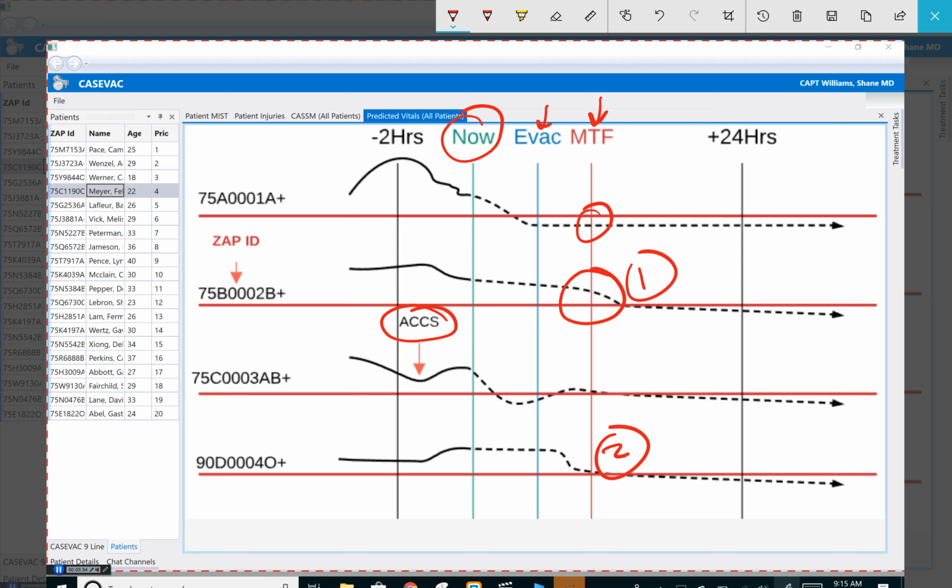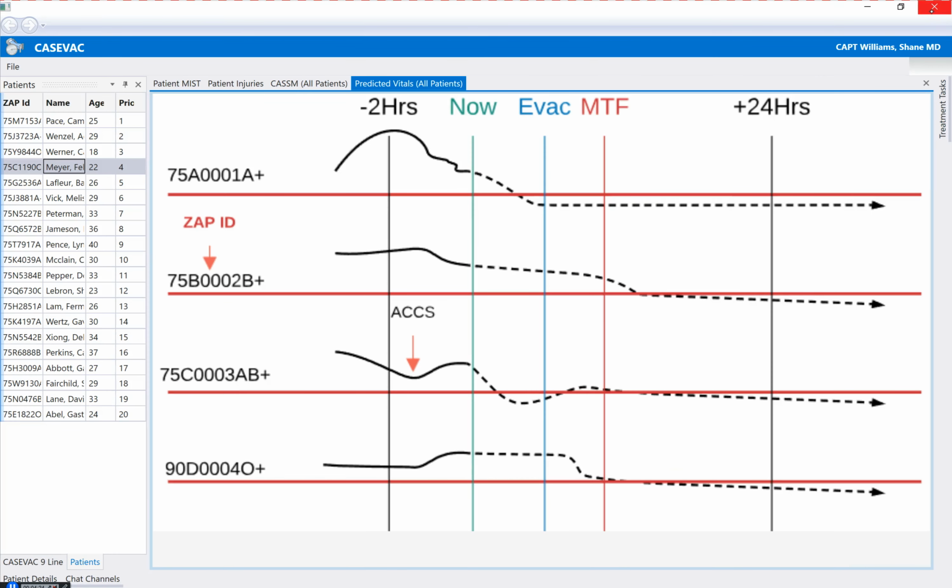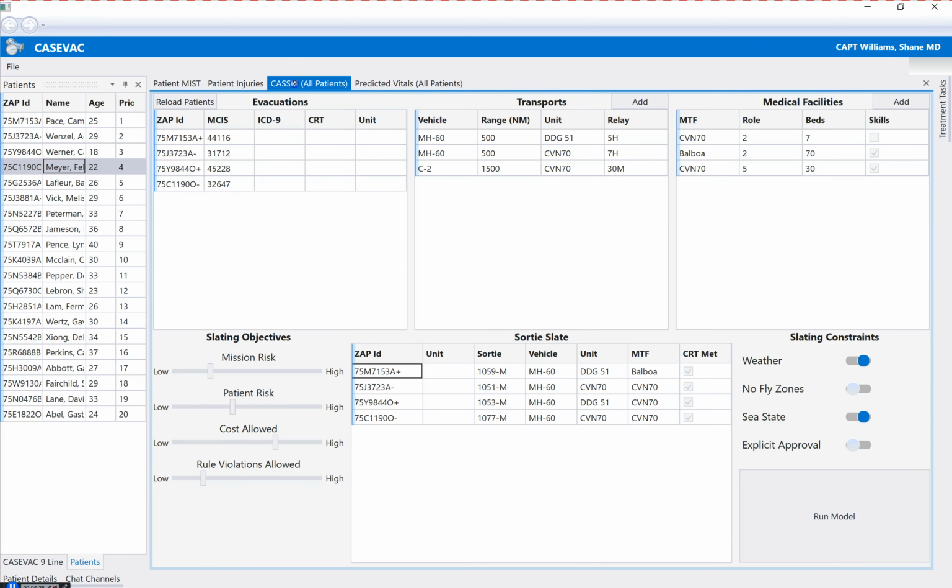So that is the idea of a slating algorithm. We call this the CASSM model, or a computer-aided sortie slating model. And this concept would be a 5-year project at the Office of Naval Research to build the algorithm and then build these dynamic predictive models that predict the states of these different components that go into the model.